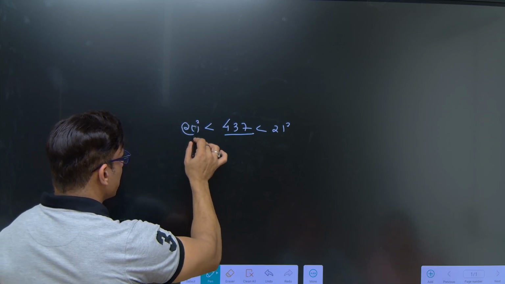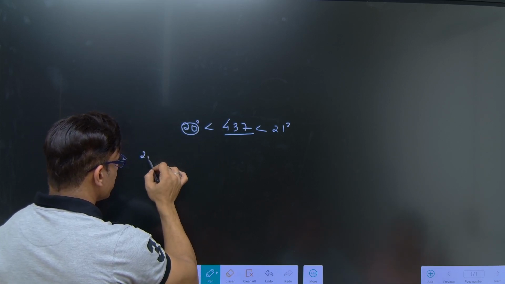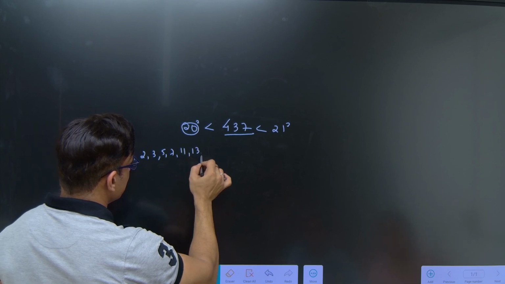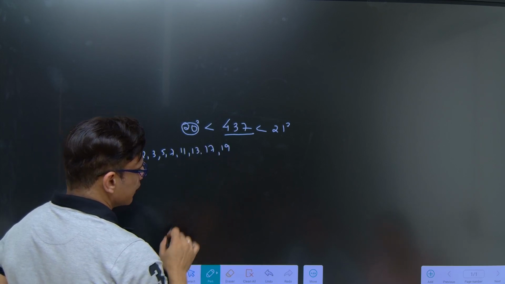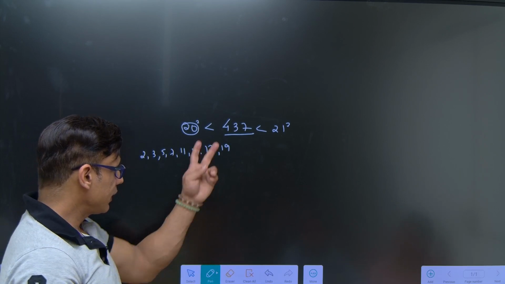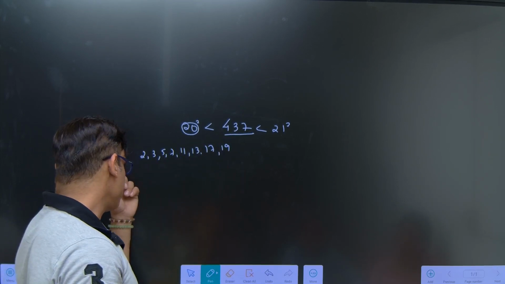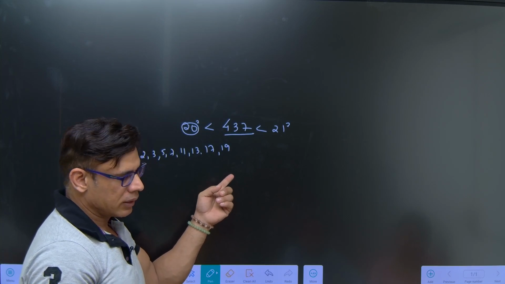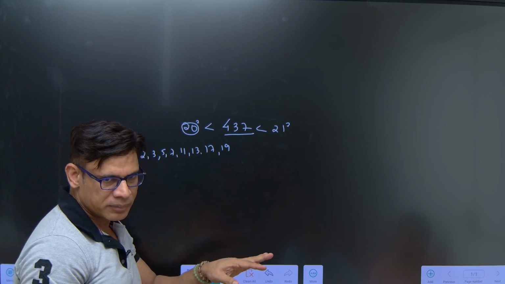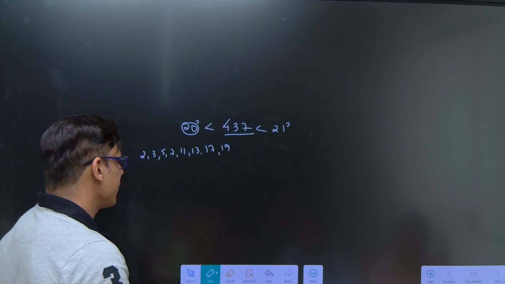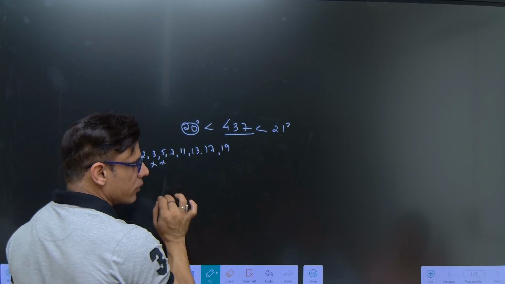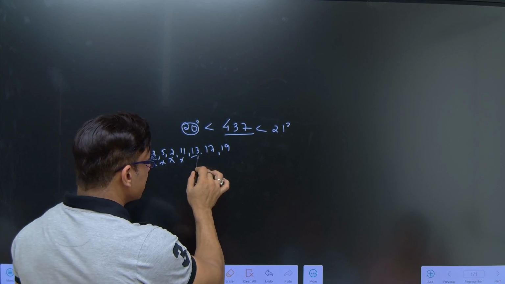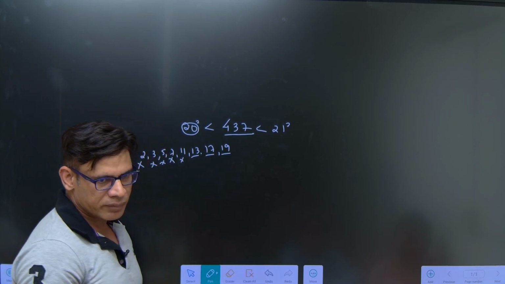Take out all the prime numbers less than 20. 2, 3, 5, 7, 11, 13 and 19, right? If this number is divisible by any of the prime numbers up to 19, then it is not a prime. Otherwise it is a prime. Divisible by 2, 3, 5 तो वैसे ही कैंसिल हो जाएगी. 7 से भी नहीं हो रहा, 11 यहाँ तक तो सब इजी है. 13, 17 and 19 से you have to check.